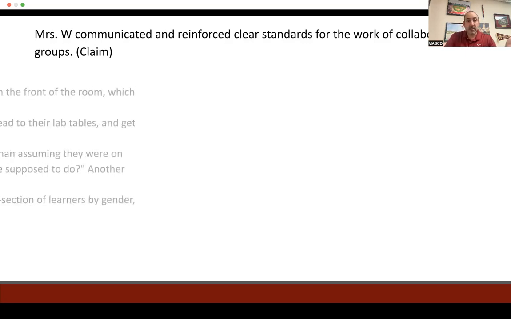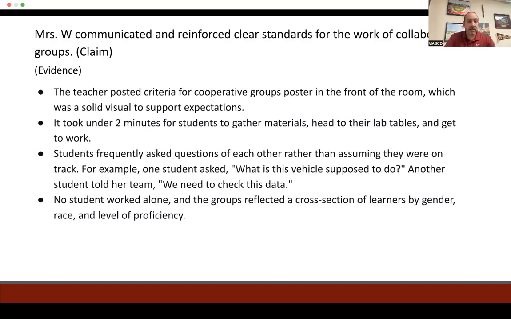You notice that there were clear standards. You add your evidence. Here's a time one. It took under 2 minutes for students to gather material. Students asked questions. What is this vehicle supposed to do? Another student on the team said, we need to check this data.